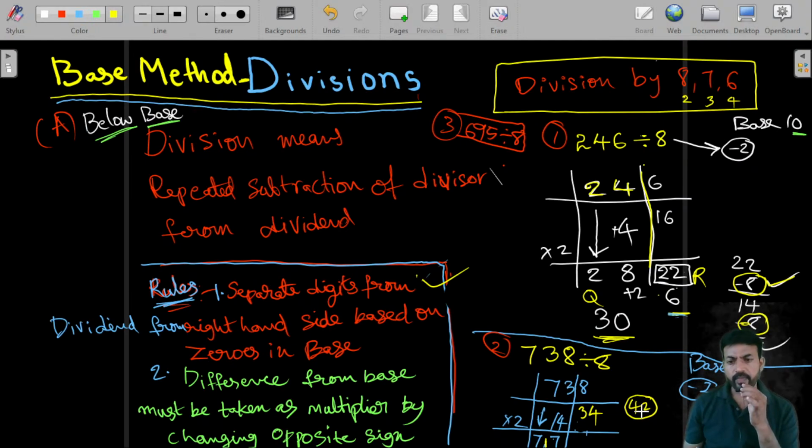So now how many 8s are there in this 42? Tell me how many 8s are there in this 42? 7.